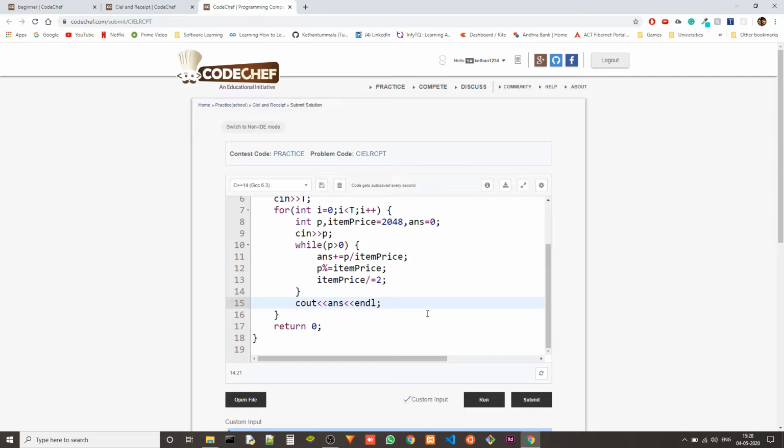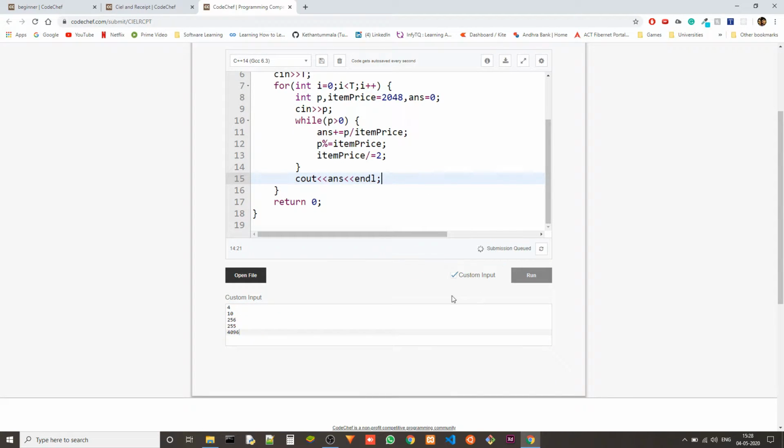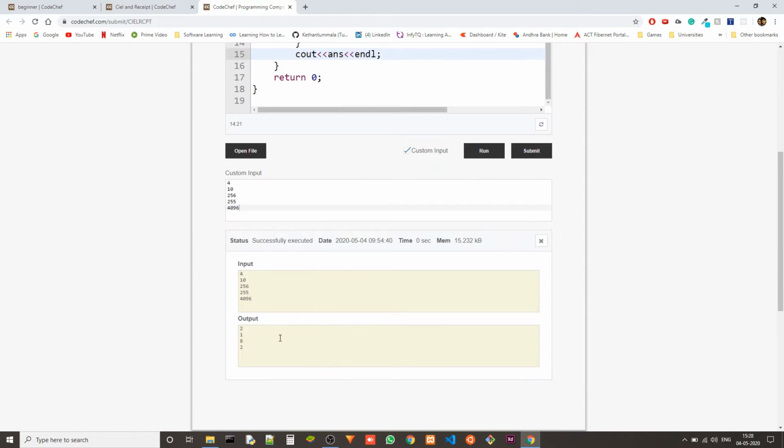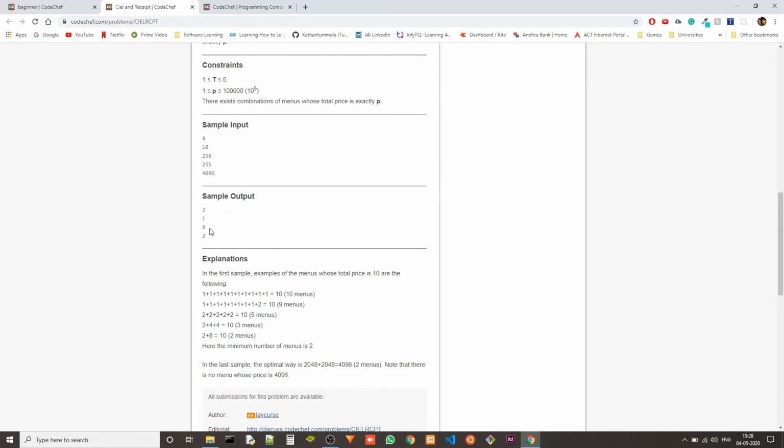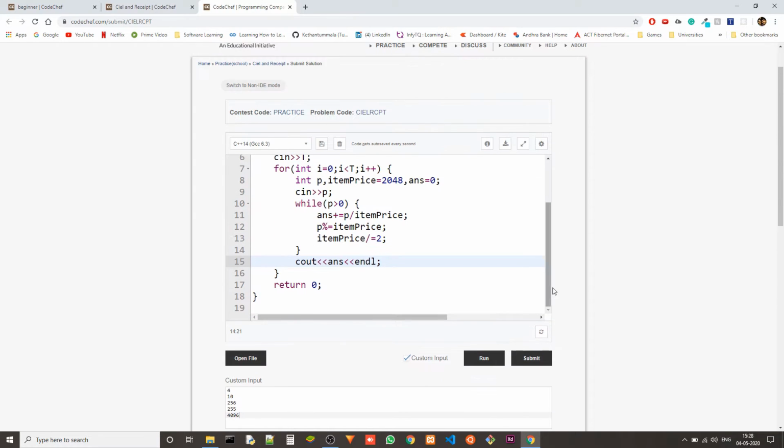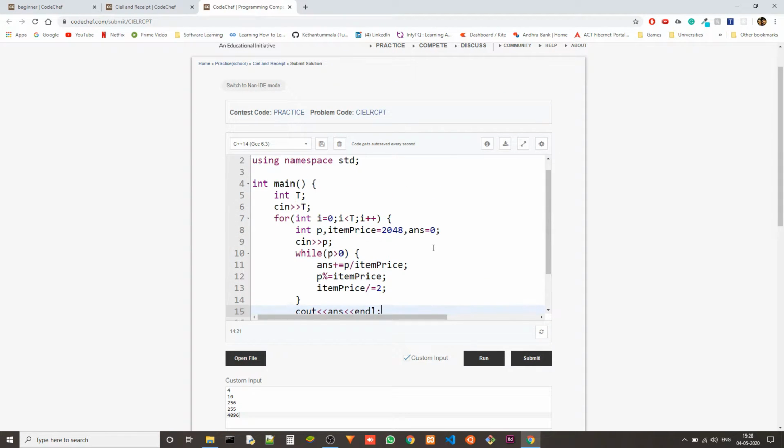So I just wrote the code. I'll just check it with the given input. We got 2 1 8 2, which is exactly what we wanted. Let me explain the code right now.